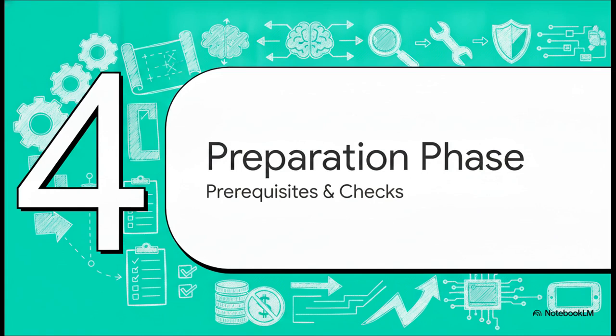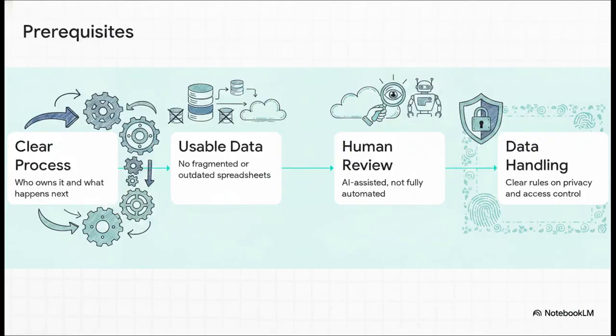Let's shift to Section 4, the preparation phase, where we look at prerequisites and checklists. Before you spend a single cent on AI integration, you need these 4 non-negotiable prerequisites in place. 1. A clear process. You must know exactly who owns the task and what happens next. 2. Usable data. If your info is fragmented across outdated spreadsheets, AI cannot help you.